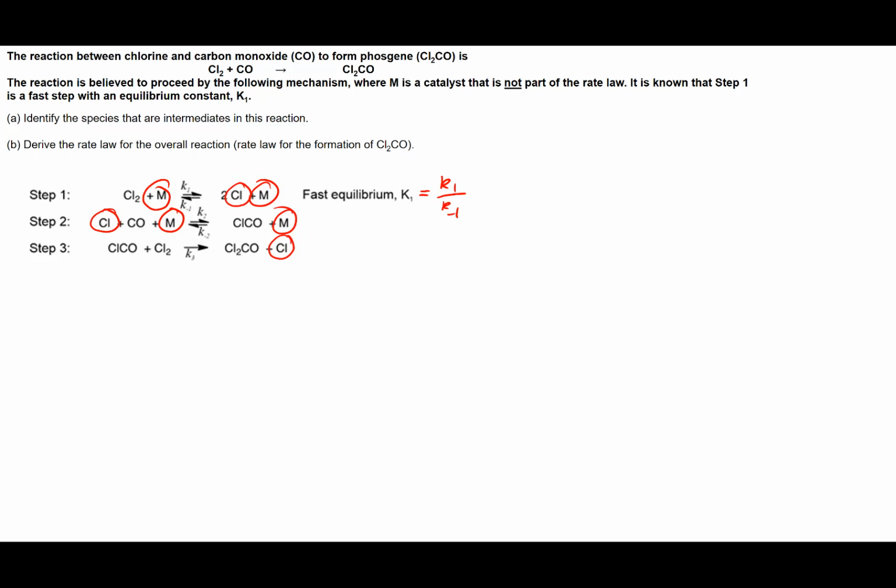The next thing we can see is that in step 2, we end up forming ClCO, and then in step 3, we end up consuming that. So that tells us that ClCO is also an intermediate. So the two intermediates are going to be Cl and ClCO. Those are the intermediates that we have.